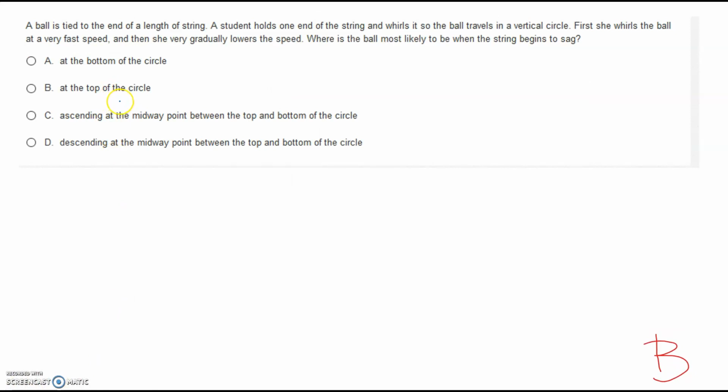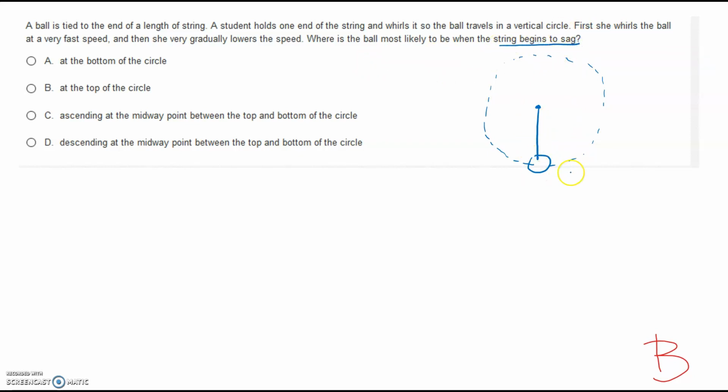Okay, this one I just drew a picture of and kind of thought about, so let me see if I can talk it out. A ball is tied to a length of string. A student holds one end and whirls the ball in a vertical circle. So we have, and there's the string. First she whirls the ball very fast, and then she gradually slows it. When is the string most likely to sag?